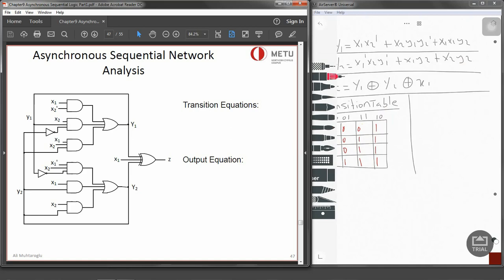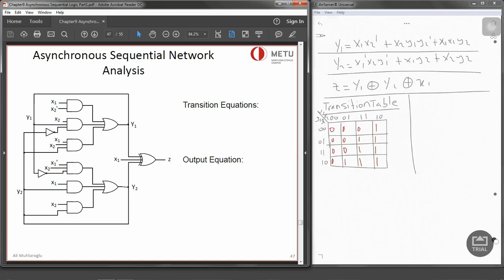Now repeat the same thing for Y2. I'm just going to use a different color. So it's X1 prime, X2, Y1 prime. X1 prime X2 is this column, but Y1 prime is the first two. So those are going to be 1. Then X1 Y2. X1 is 1 over there, but Y2 needs to be 1, so those two. Then X2 Y2. X2 is 1 on both of those, and then Y2 is there. So that will be 1.